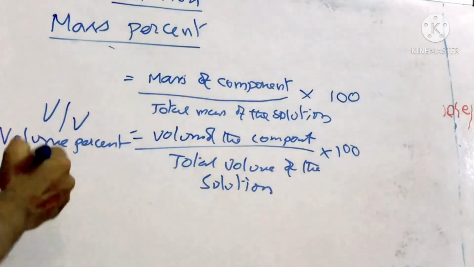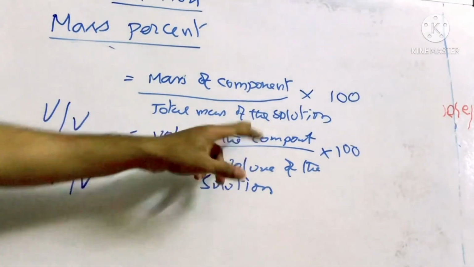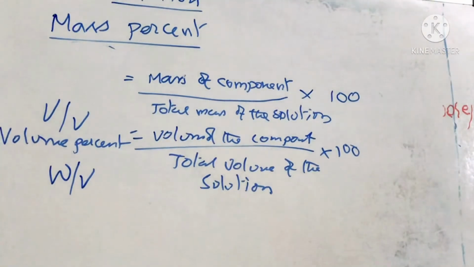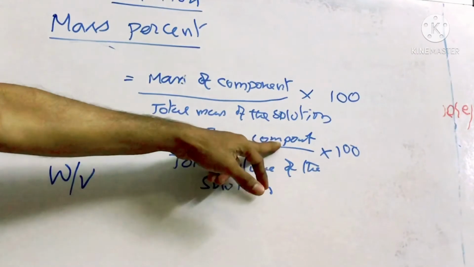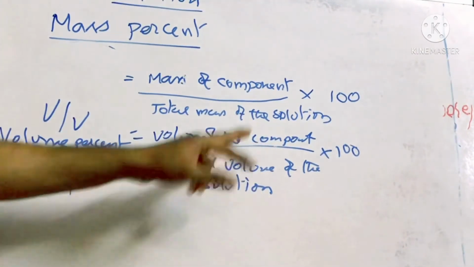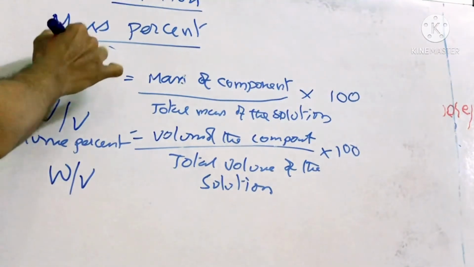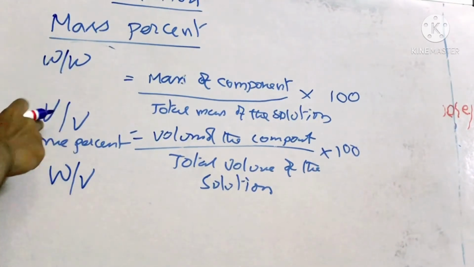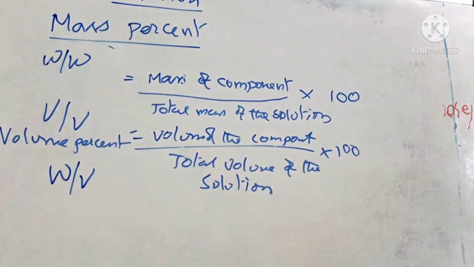So next another one, mass by volume, W by V. You take the mass of the component on top and the total solution volume down, into 100. That also gives weight by volume. So nothing else here. The mass of component is maintained, down will be total volume of the solution multiplied by 100. That is W by V. So now we have seen three. W by W, both are in mass. Volume by volume, both are in volumes. And one is mass, another is volume.